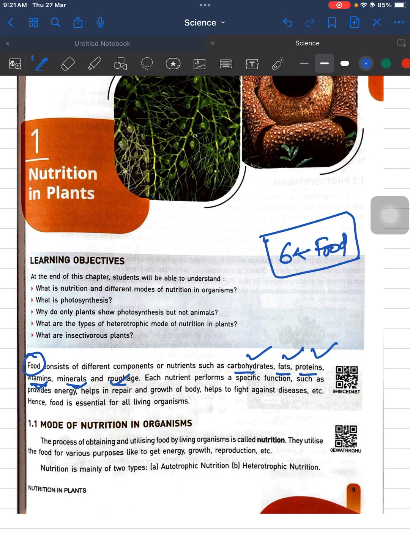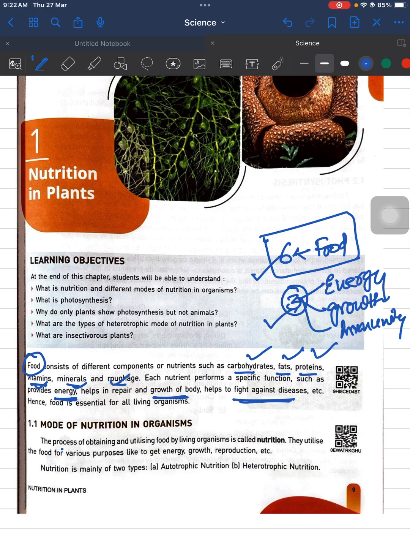And why is food required? Food is required for 3 things. What are those 3 things? Food is required for energy, for the growth of the body, and for the fight against disease. So nutrition is the process of obtaining the food by the living organism.